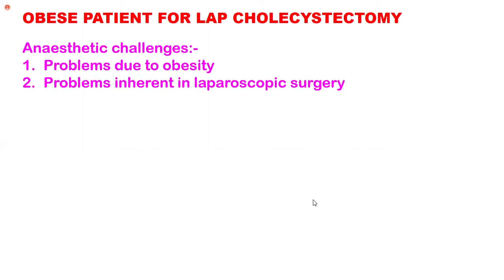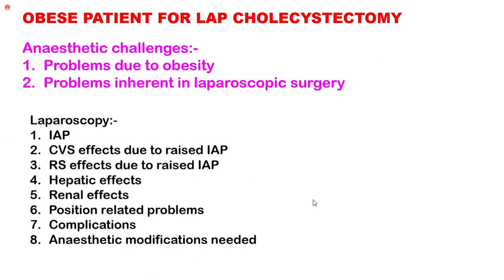And coming to the patient with laparoscopic cholecystectomy in obesity, you first classify the anesthetic challenges into problems due to obesity and problems inherent in laparoscopic surgery. Now the laparoscopy, these are the problems: intra-abdominal pressure increase, the CVS effects due to raised IAP, RS effects due to raised IAP, hepatic effects, renal effects, and position-related problems, what are all the intraoperative respiratory complications that can happen, and anesthetic modifications that are needed from the conventional type of anesthesia which you give for other laparotomy and other procedures.